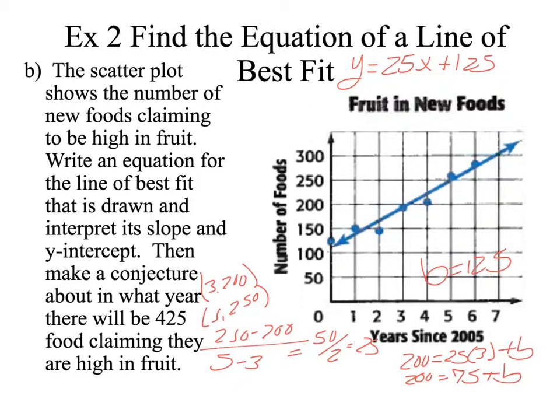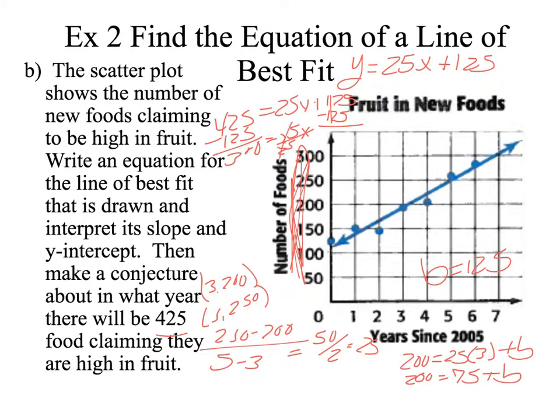In what year will there be 425 foods claiming they are high in fruit? So we actually know the y value this time, the 425, and we're looking for the years. So 425 equals 25x plus 125. Subtract 125 from each side. And you get 300 equaling 25x. Divide each side by 25. And you get x equaling 12.